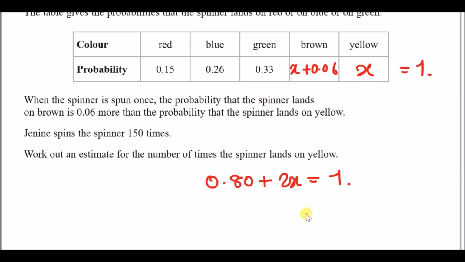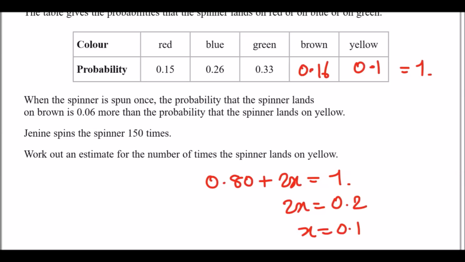Now you just solve it as if it was a normal algebra question. So minus 0.8 across, you get 2x equals 0.2. Half it, you get 0.1. So that's it, we've got the values. Yellow is going to be 0.1. X plus 0.06, so 0.1 plus that will give us 0.16. So let's just update the figures. Okay, now we've got all of that.